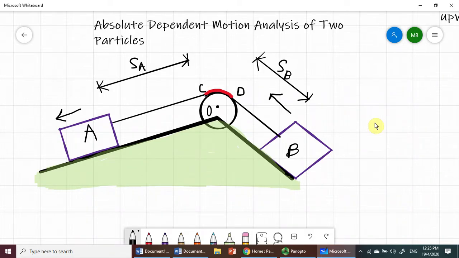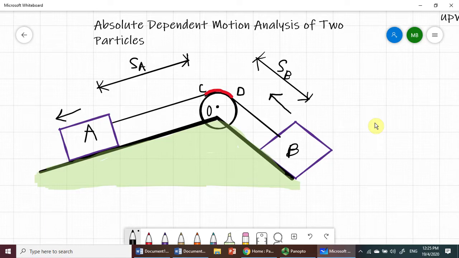Note that what we're doing here is that we want to show that we can do this mathematically by the location of the blocks using the coordinates and positions of SA and SB. But bear in mind, it must be measured at a point from the datum or a fixed point O.